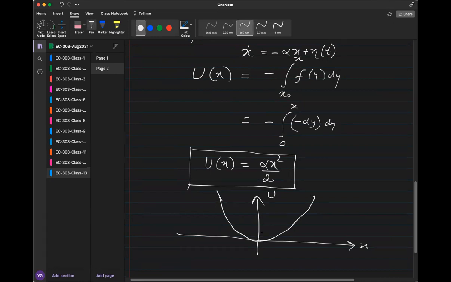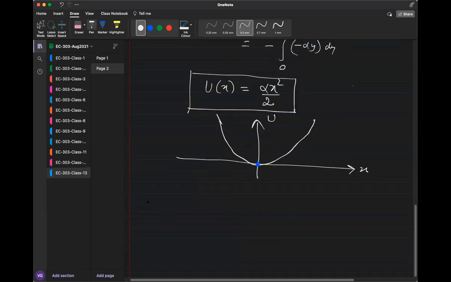Okay, so where is the minimum of this parabola? That's exactly at 0, which is also the stable equilibrium. So basically what this means is that in this case, and in fact it's a very general property, the minima of u also correspond to stable equilibria. Okay.